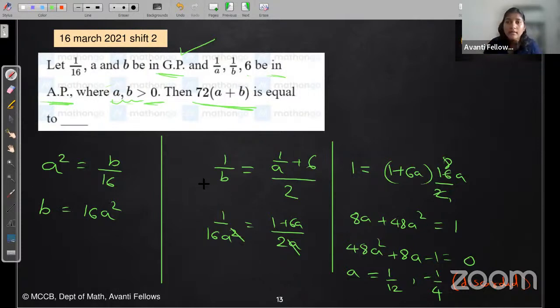YouTube people as well as Zoom. Any doubt in this? Okay, there is no doubt. Then we move ahead. We'll go to the next part. Okay then.